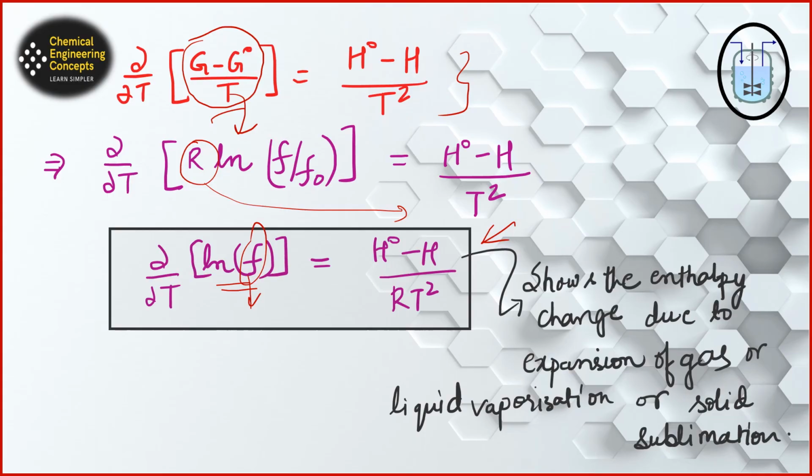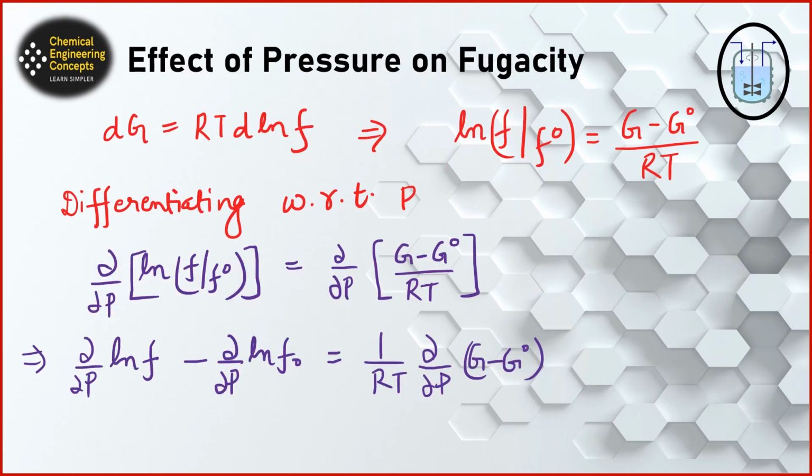So this equation shows you the enthalpy change due to expansion of a gas or the liquid vaporization or solid sublimation. So you can see that the phase changes are there, and because the temperature change will actually change the fugacity, and that change in fugacity will be associated with the enthalpy change. It could be expansion of a gas, it could be liquid vaporization or the solid sublimation. Let's look at the effect of pressure on fugacity now.